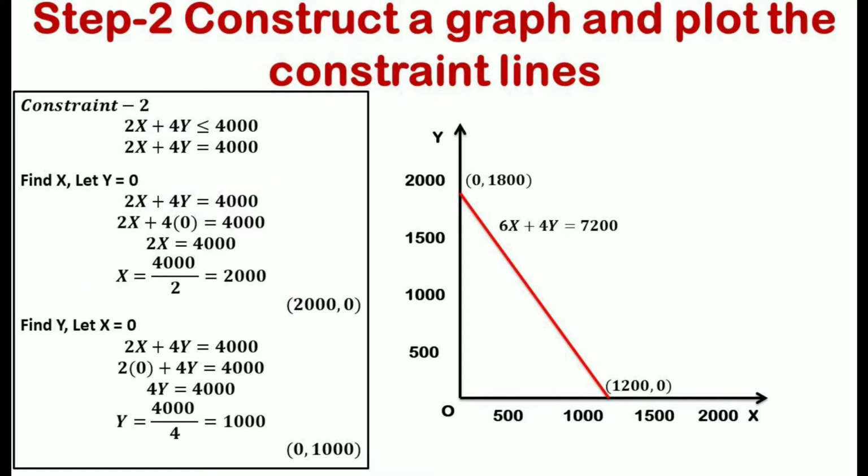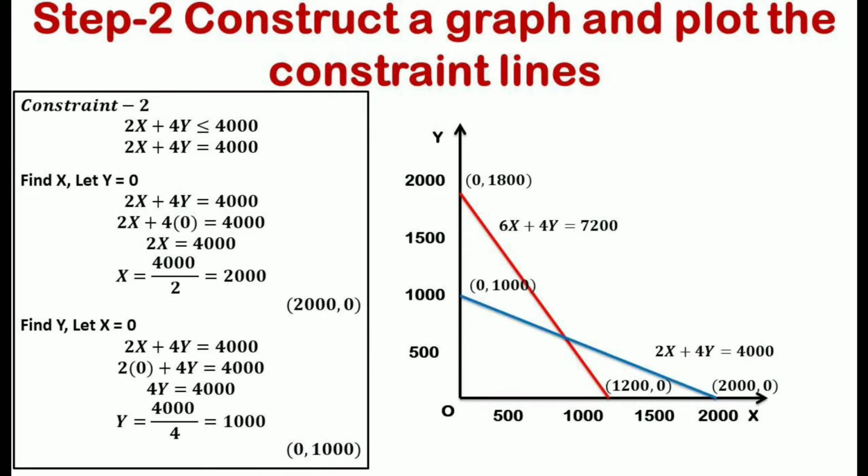Then find out the value of y by assuming the value of x is equal to 0. So the equation 2x plus 4y is equal to 4000, instead of x we are substituting x is equal to 0. So 2 into 0 plus 4y is equal to 4000. So 4y is equal to 4000. The value of y is equal to 4000 divided by 4, which is 1000. So we got the coordinates 2000, 0 and 0, 1000.